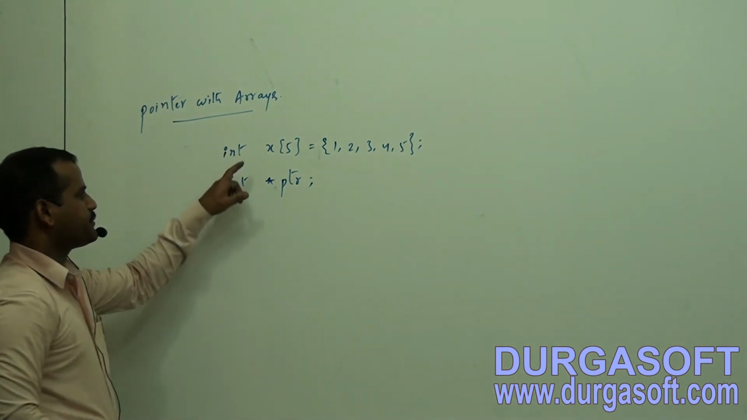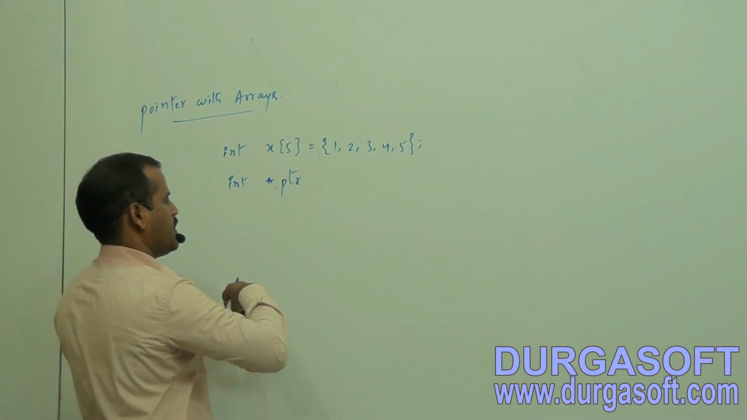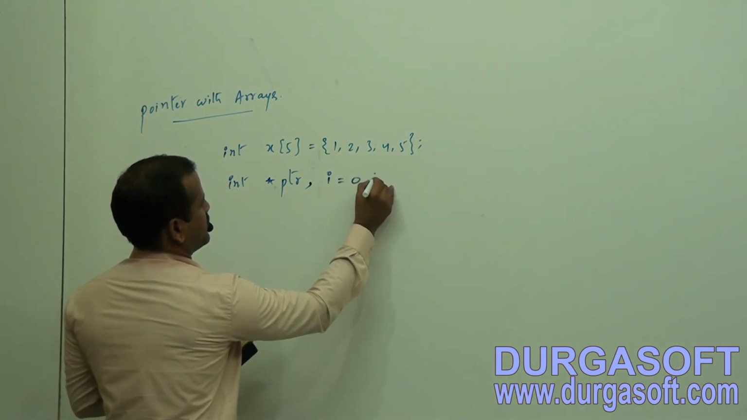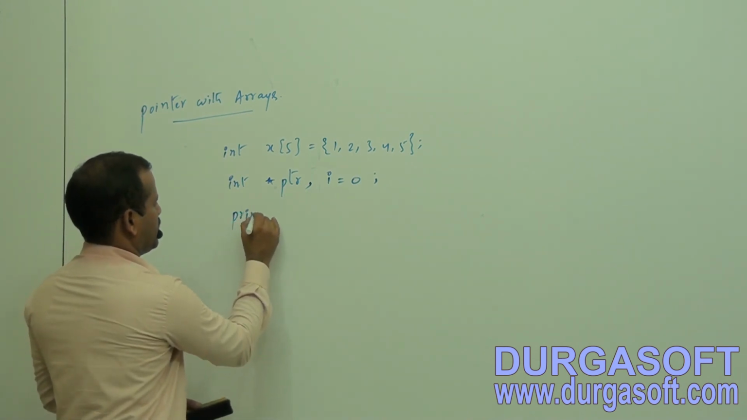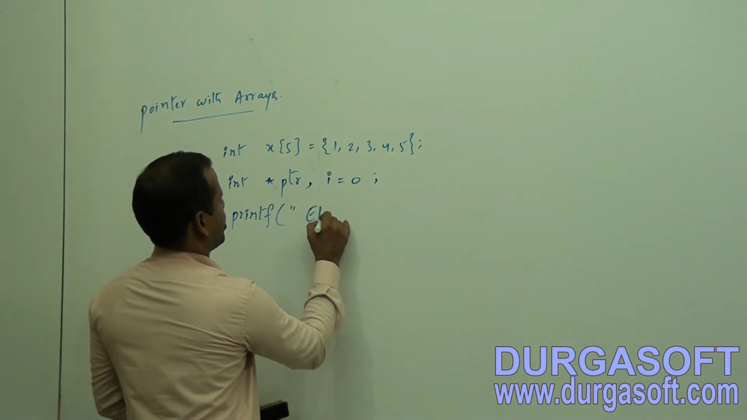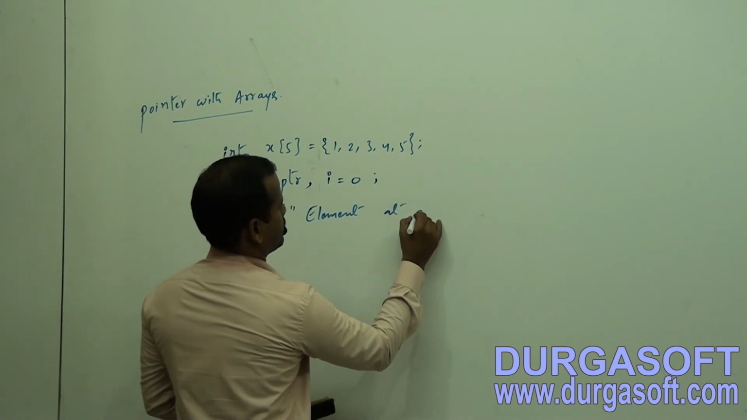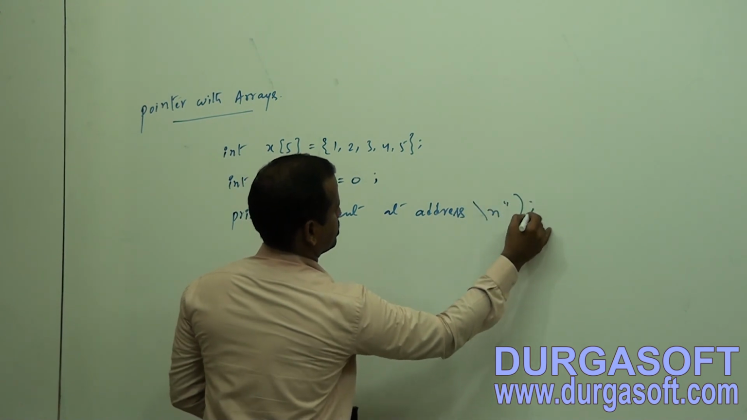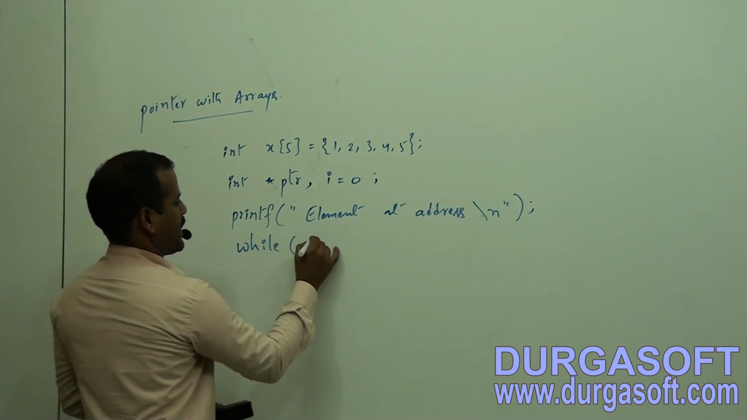We are declaring a one dimensional array first, and then we are declaring one pointer variable, and let us take an ordinary simple variable I initialized with 0. Now first let us take a printf statement: element at address. After this statement, let us take a while loop: while I less than 5.